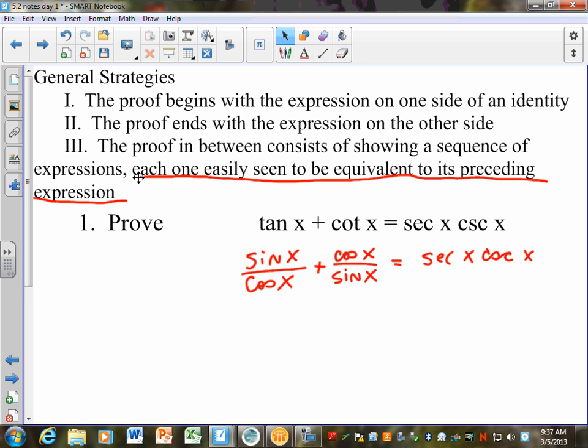Some proofs are really simple. Some proofs are a little bit longer to do. But now that we do this, you have an idea of what we could do next to make that simpler?